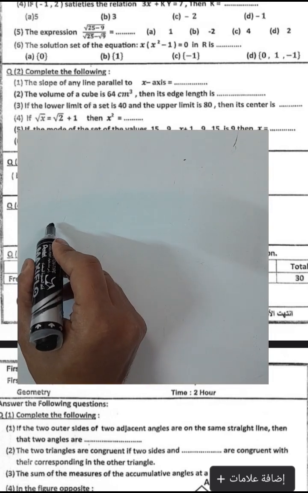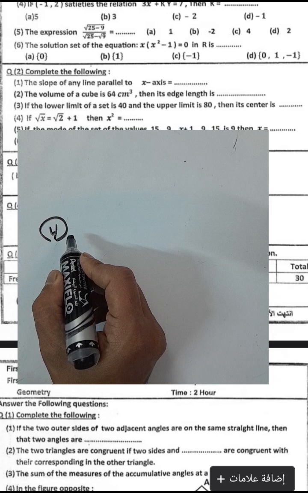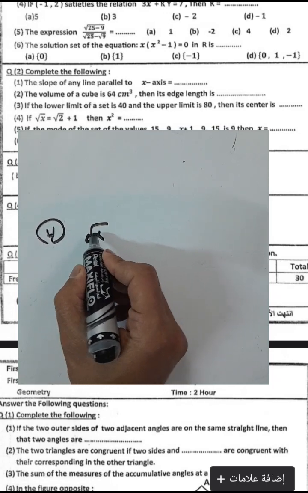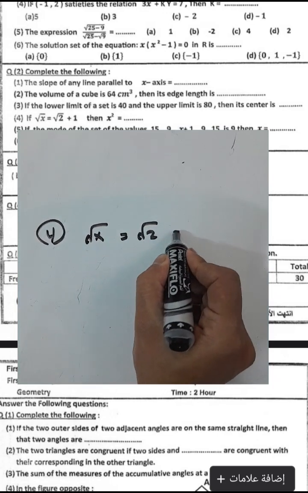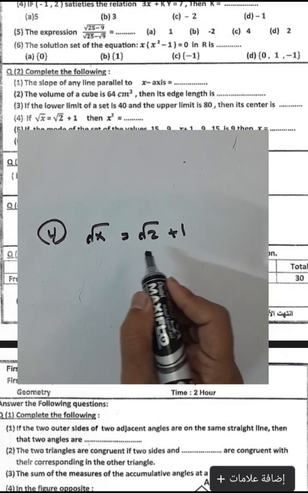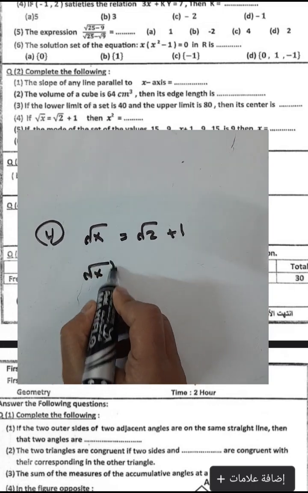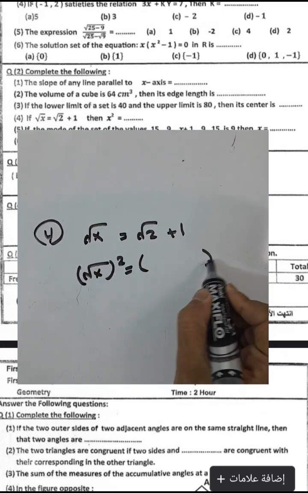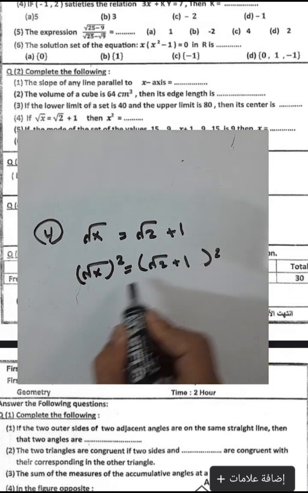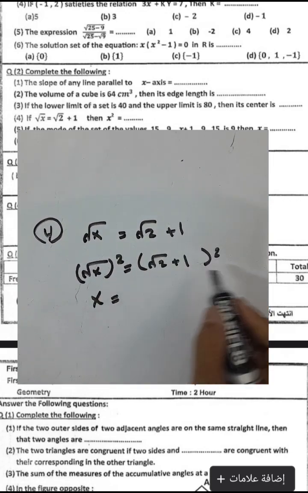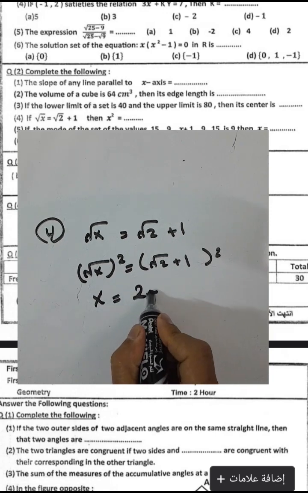Okay, you want to find x again in this example, question number 4. If we have root x equal root 2 plus 1, you want to find x power 2. First step, we can find root x power 2 here, root 2 plus 1, then the result will be x equal root 2 power 2, it will be 2, 1 power 2, it will be 1.